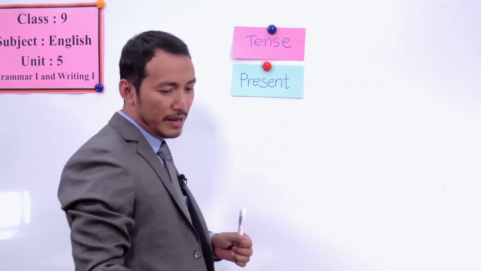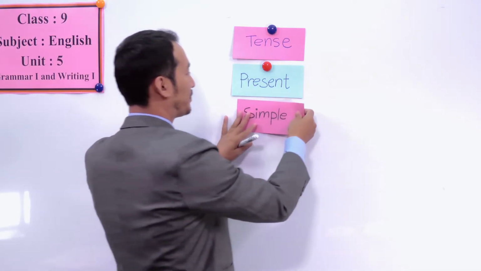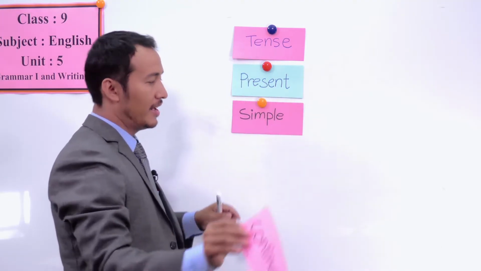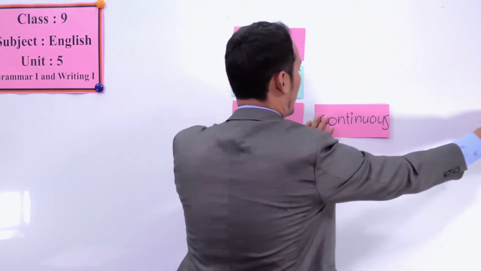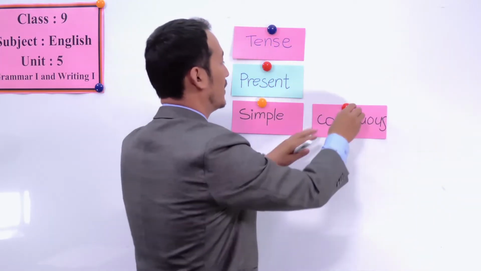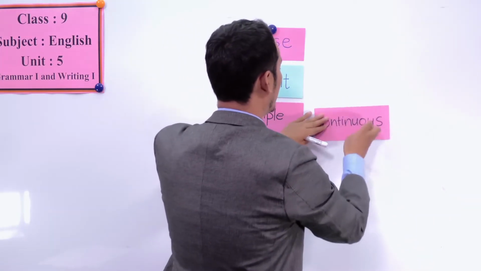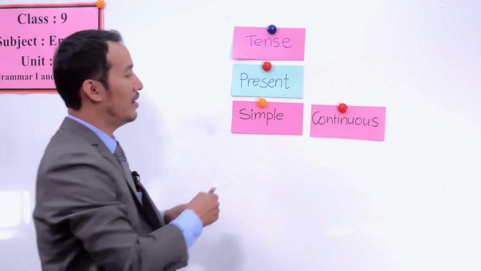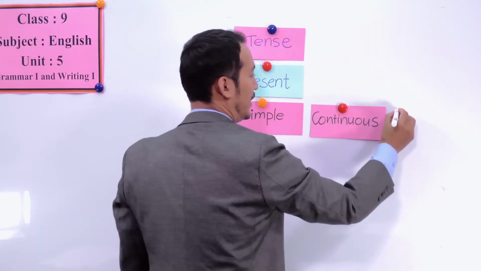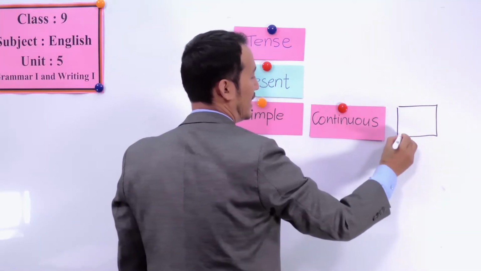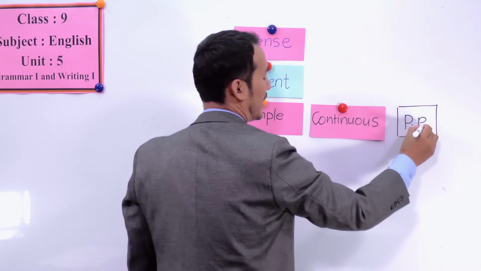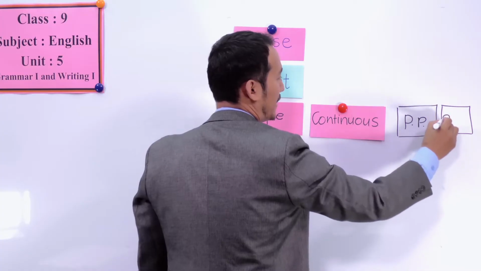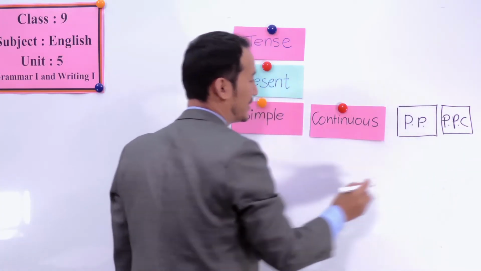Okay, students, so in present tense, we have different aspects. Simple one and continuous. We are talking about 2 aspects only today. There are also other aspects. Can you name those aspects? Yes, present perfect, and another one we have is the present perfect continuous.